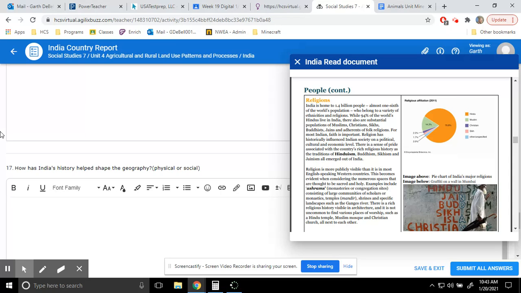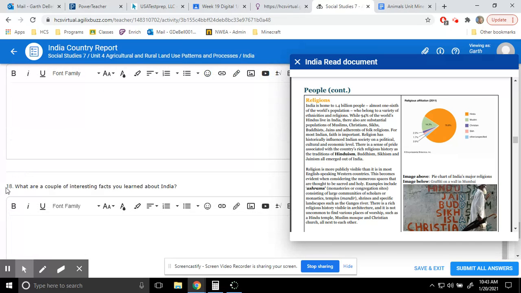If they've diverted rivers or built dams or things of that nature, how did that change the physical geography? Any wars that they might have got into. Like when we talk about the physical geography of Japan, we could talk about dropping the atomic bombs, right? That is part of their history, and that changed the geography of the area. So that's what we're talking about when we talk about helping shape the geography.